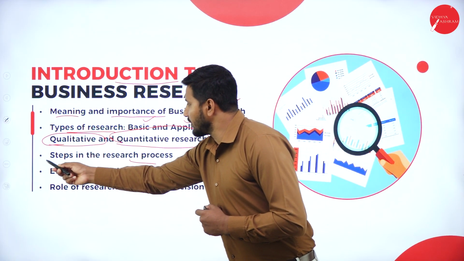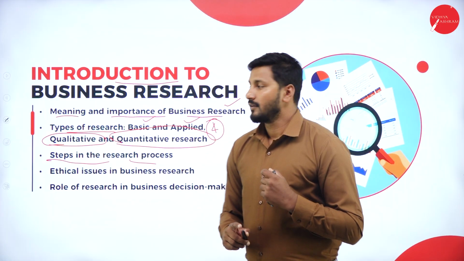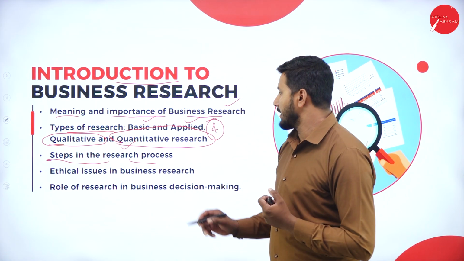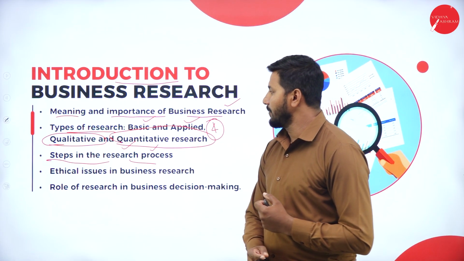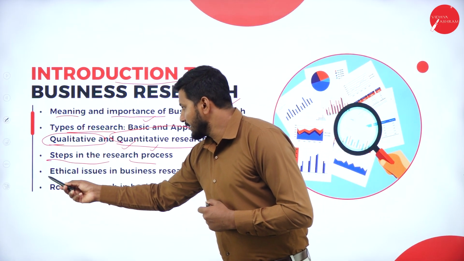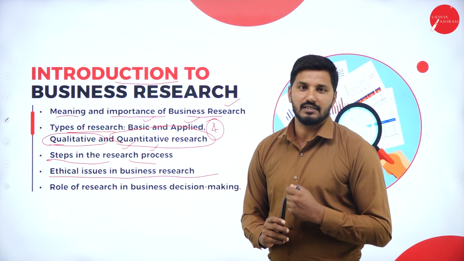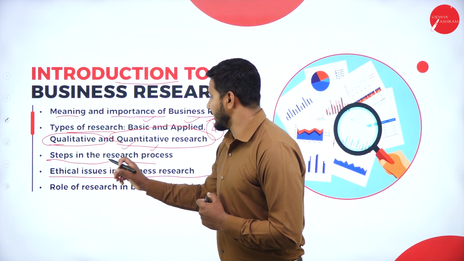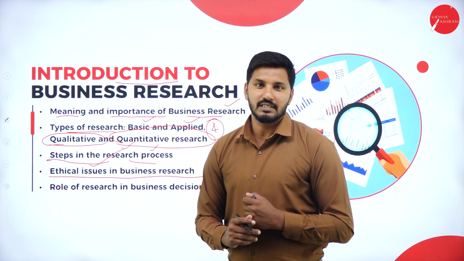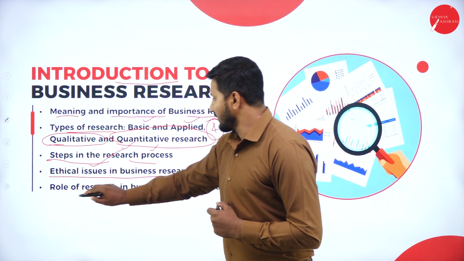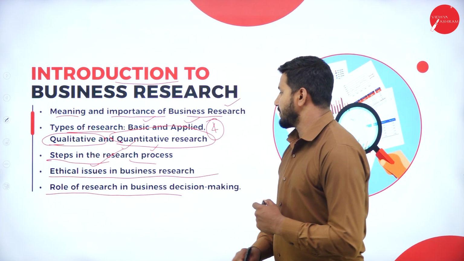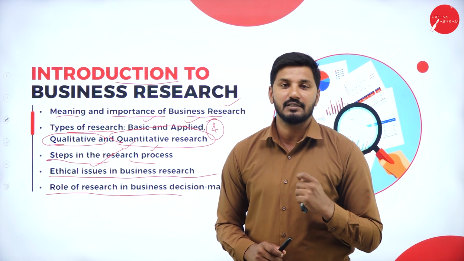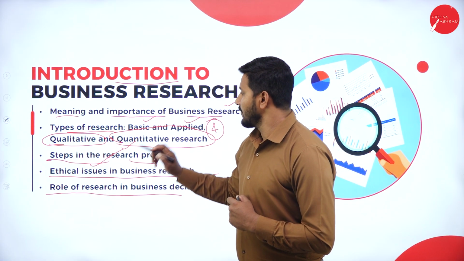Then we move on to the steps, the process included in research. What are all the major steps that come under the research process will be known, and mainly the ethical issues in business research. What are all the major ethics they have to follow, and what issues arise from business research will be known from this module. And finally, the role of research in business decision making. What is the major role? Why is business research important? That will be known from this first module.